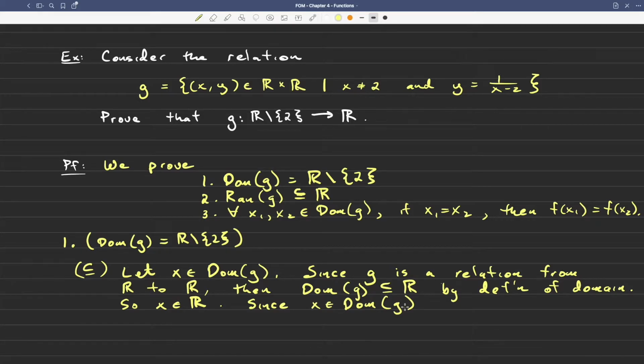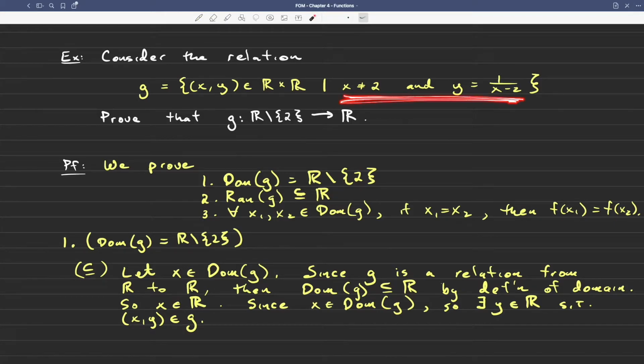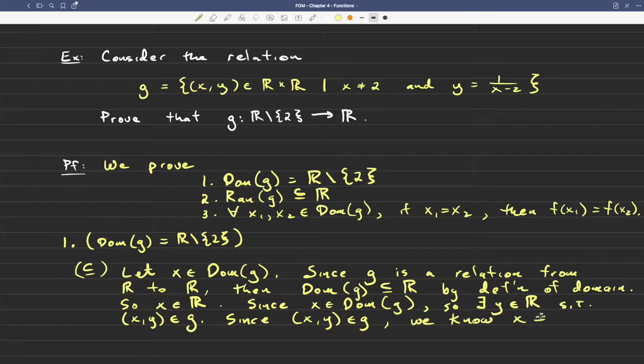And if it's the first component of an ordered pair, there has to be a second component that goes with it. So there exists some y in the second set in the relation. This relation goes from R to R, so the second set is R. So there exists some y in R such that the ordered pair x comma y is in G. And then next we can think about, what does it mean that x comma y is in G? Well, we have membership conditions up here. That means that the first component is not equal to 2 and the second component is 1 over the first component minus 2. So since x comma y is in G, we know x does not equal 2.